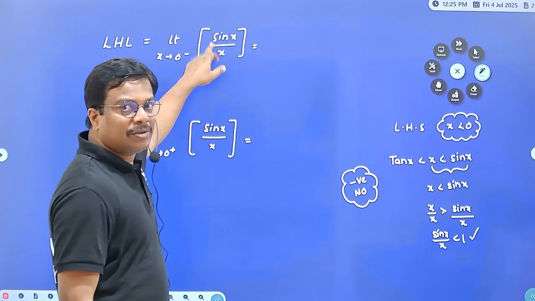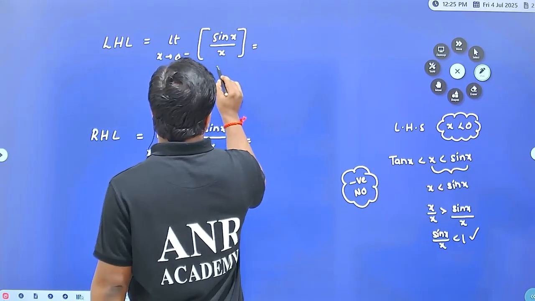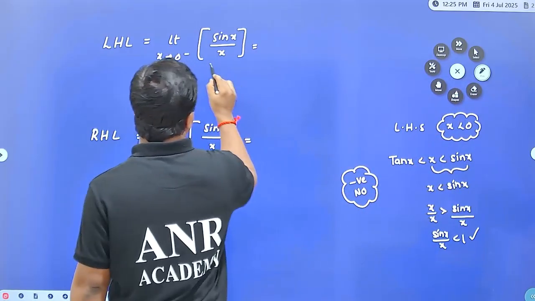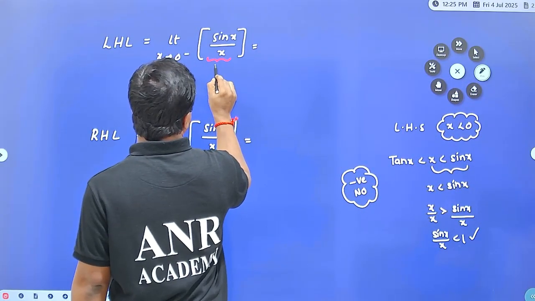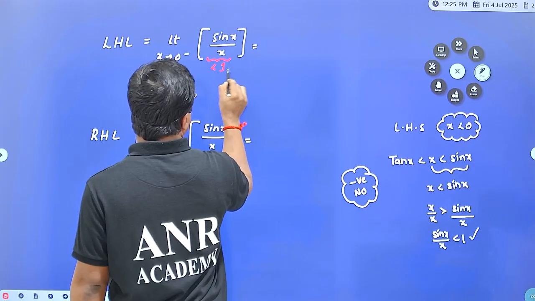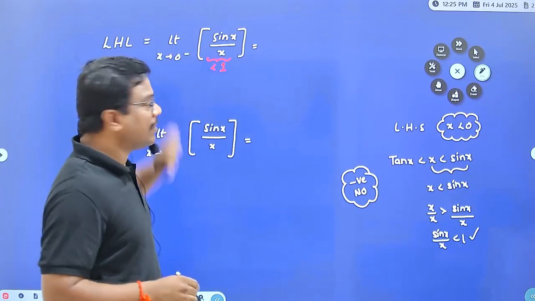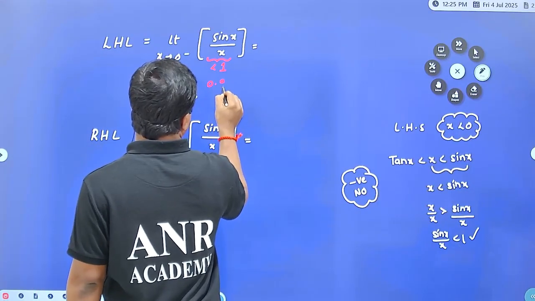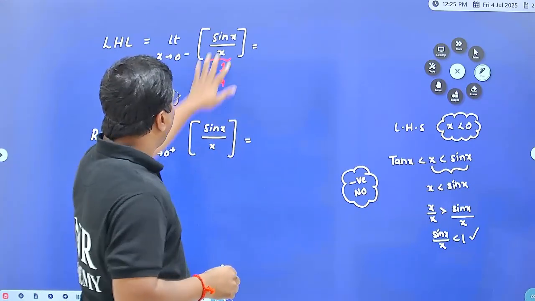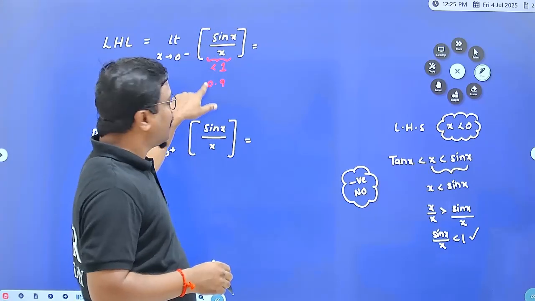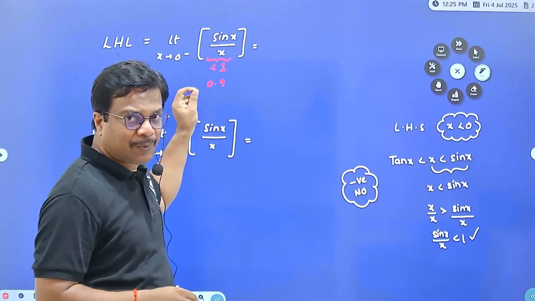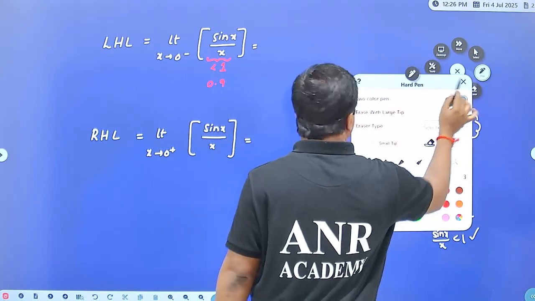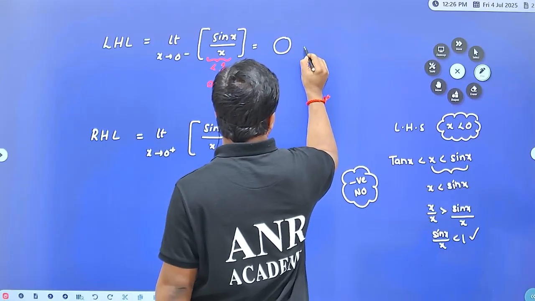This is the value less than 1. This quantity we got less than 1. Internal part is less than 1. When the internal part is less than 1, that means, say, 0.9. If I select 0.9 and apply the greatest integer, what is the greatest integer of 0.9? That is clearly 0, so it approaches 0. So the left hand limit we got is 0.